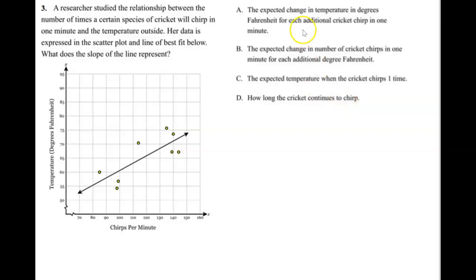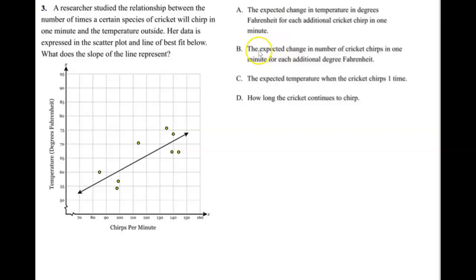So the two that it has to be, because we're talking about slope, is either A or B, representing a change. Well, here they're saying the expected change in temperature in degrees Fahrenheit for each additional cricket chirp, right? So in the previous questions we talked about, as X increases, what does Y do? So X is the input, Y is the output. Keep that in mind, okay?